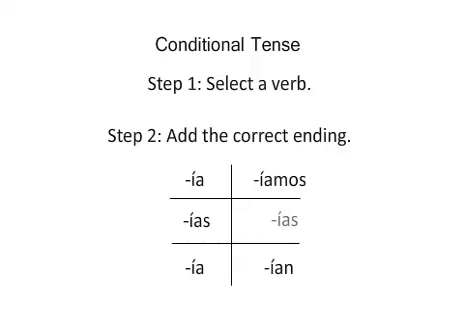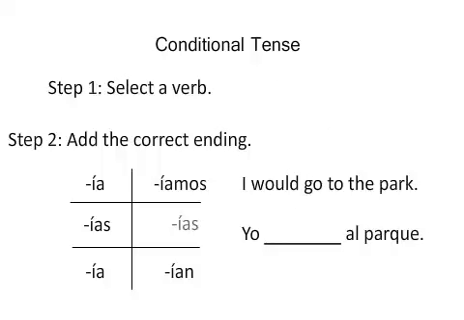But again, the difference between the conditional and the imperfect is that we don't cut off the AR, ER, or IR before we add these endings. Here's a sample sentence. I would go to the park. The verb is "to go," so we have ir. The subject is "I" or yo, so we'll use the yo ending, ía. And we just add it on to the end. Therefore we have "yo iría al parque." If we were saying "they would go to the park," ellos irían al parque, and so forth.